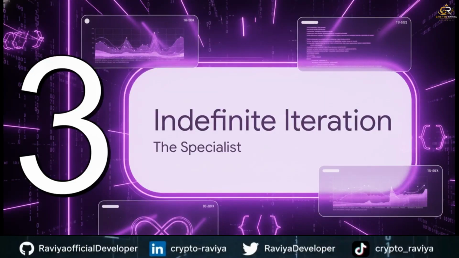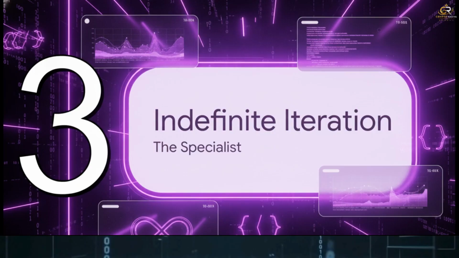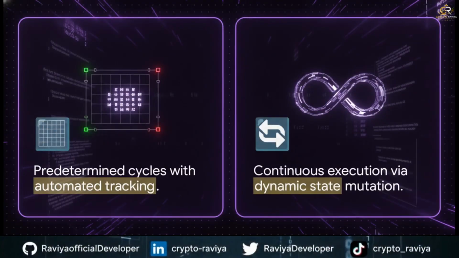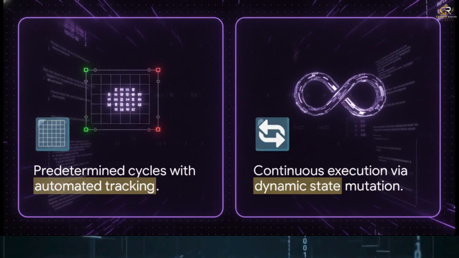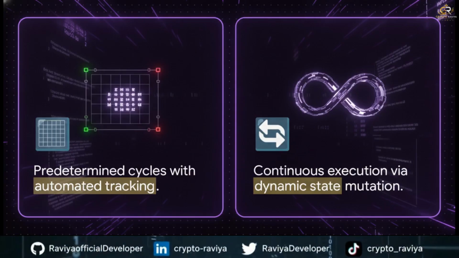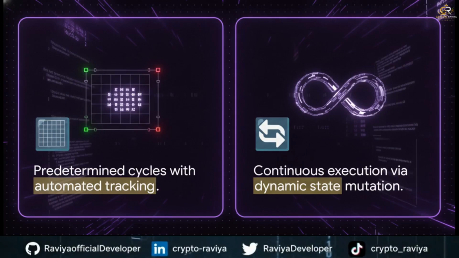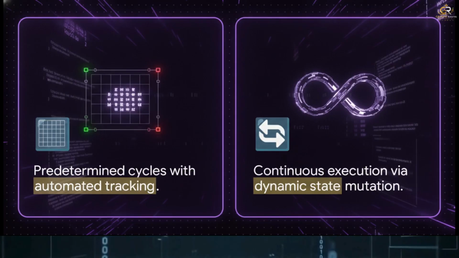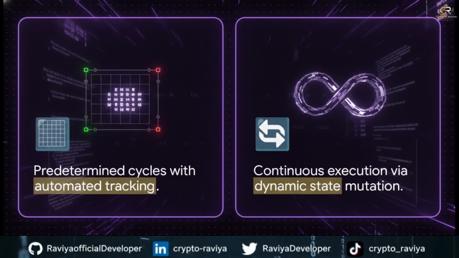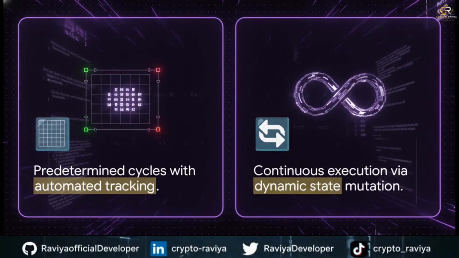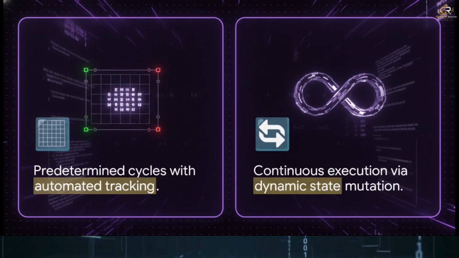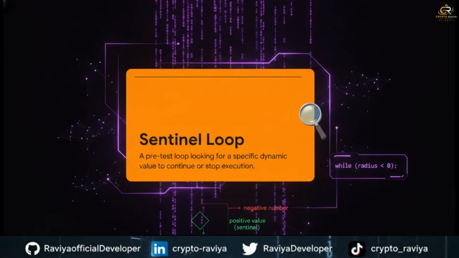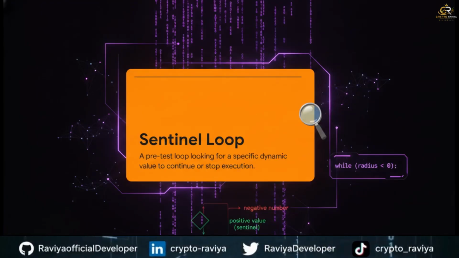That brings us to section 3, indefinite iteration, the specialist. If we put these two side by side, the fundamental difference is pretty striking. While the for loop relies on predetermined cycles and sequence boundaries, the while loop acts as a specialist. It operates dynamically. It executes continuously as long as a specified logical evaluation remains true. It's entirely event-driven and relies completely on a dynamic state mutation happening inside the block itself. This brilliantly illustrates the concept of a sentinel loop.